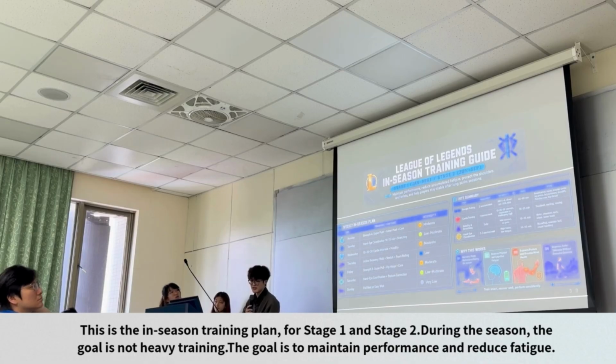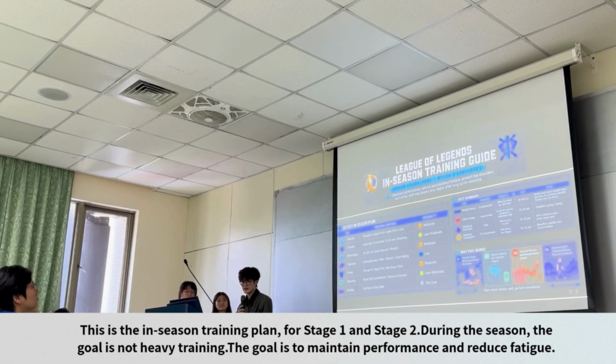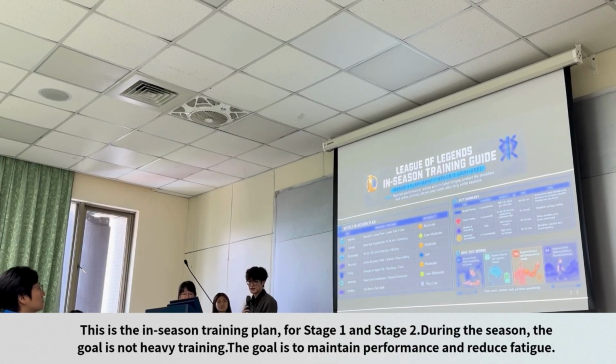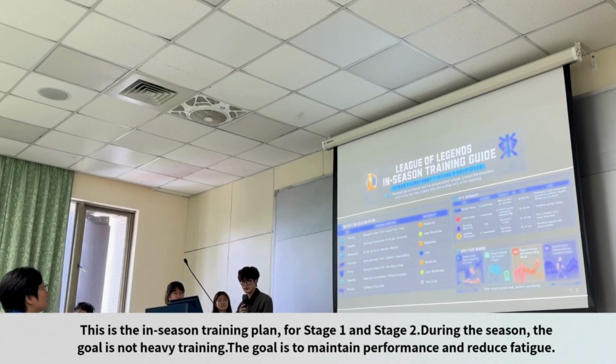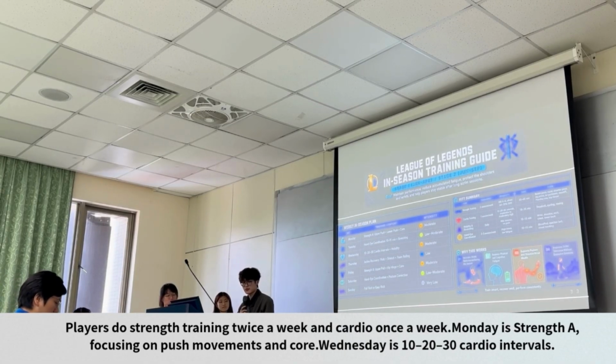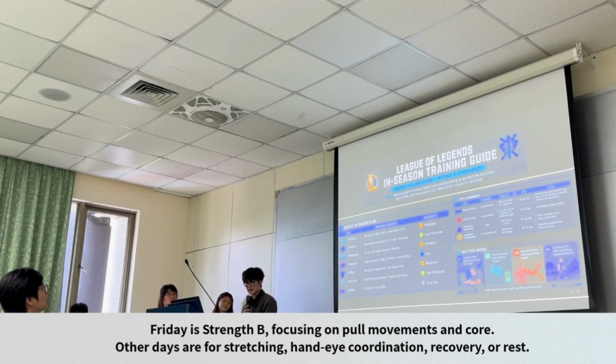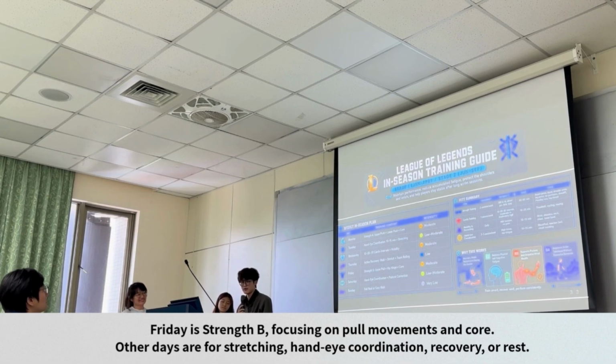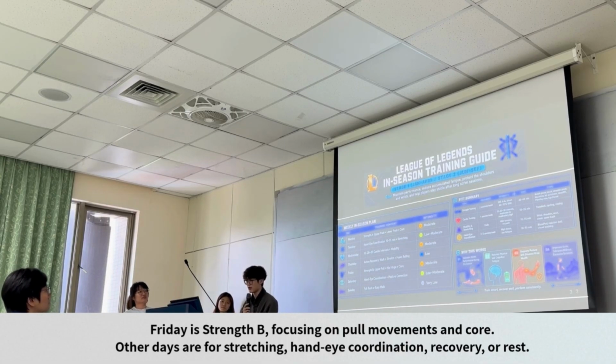And this is the in-season training plan for stage 1 and stage 2. During the season, the goal is not heavy training. The goal is to maintain performance and reduce fatigue. Players do strength training twice a week and cardio once a week. Monday is strength A, focusing on push movements and core. Wednesday is the 10-20-30 cardio interval. Friday is strength B, focusing on pull movements and core. Other days are for supplementary work like flexibility, hand-eye coordination, recovery, or rest.